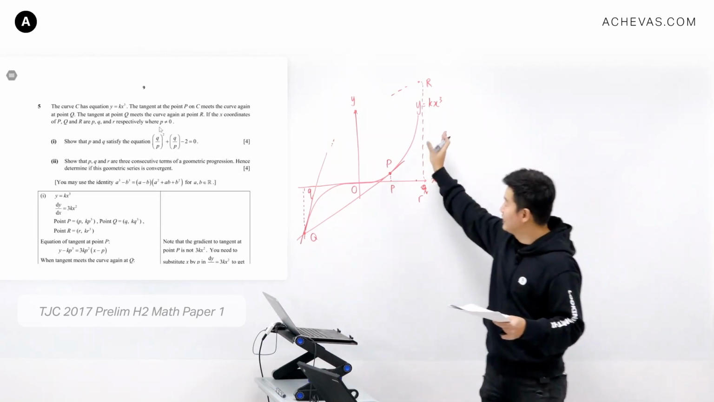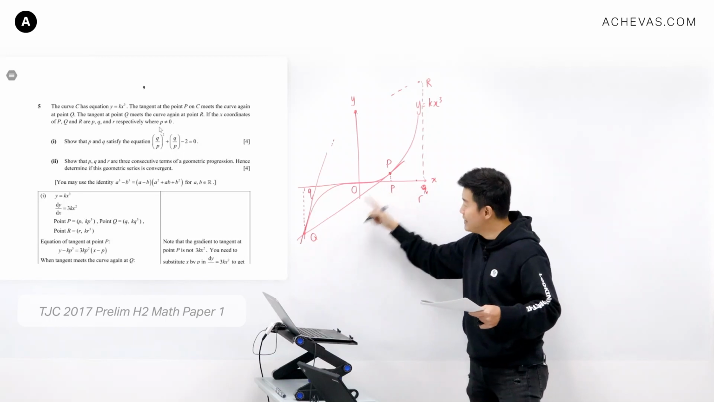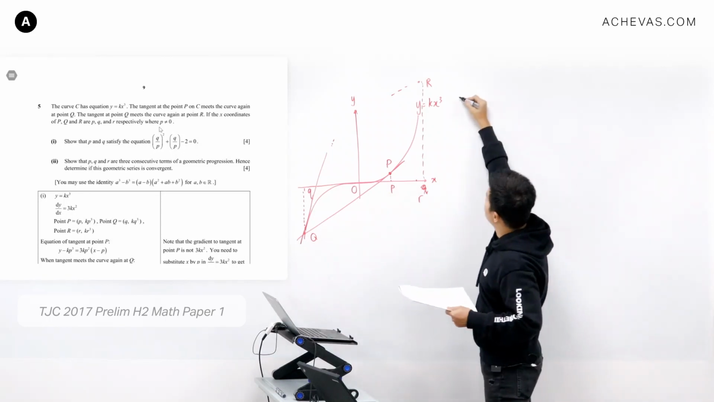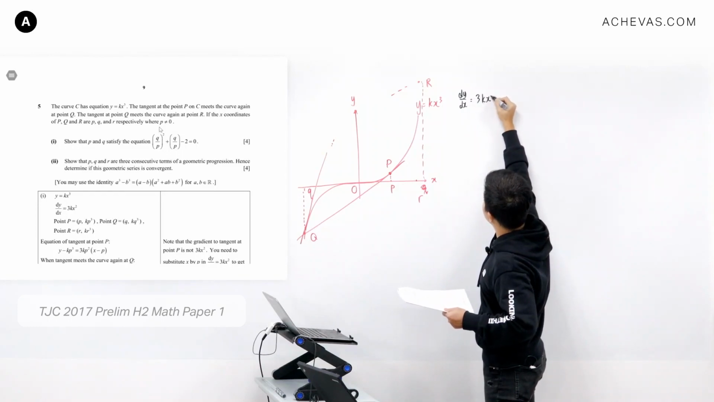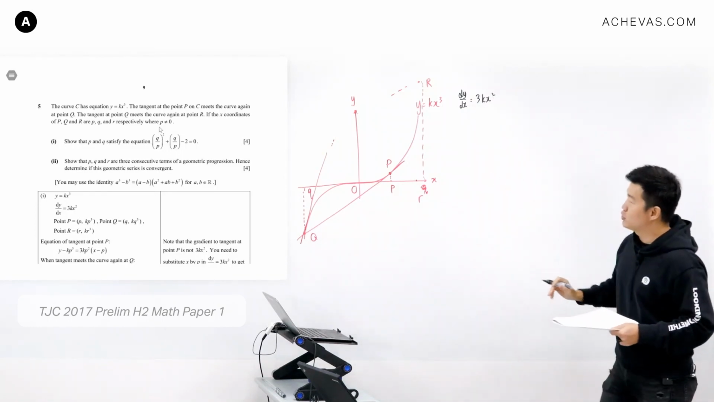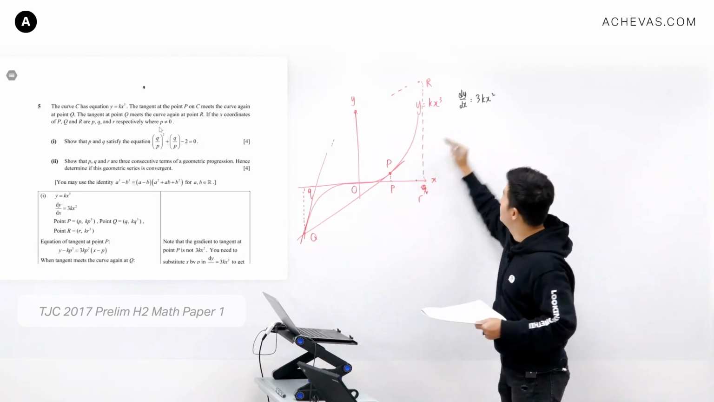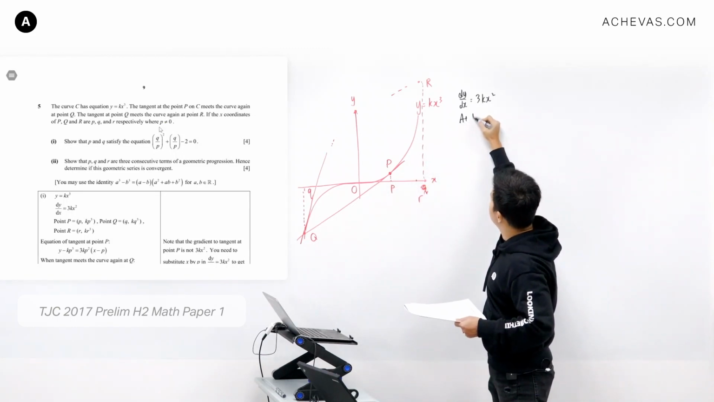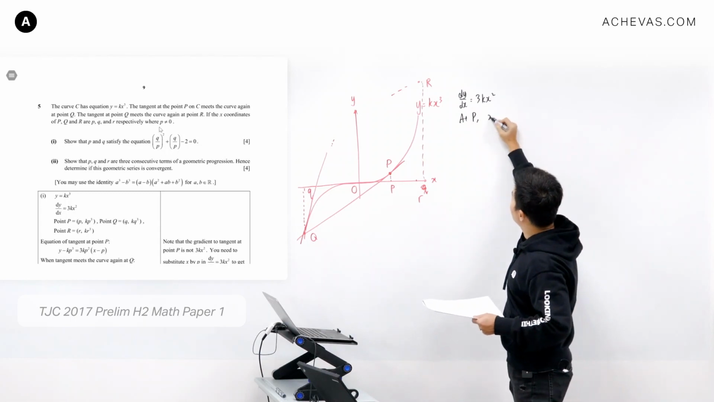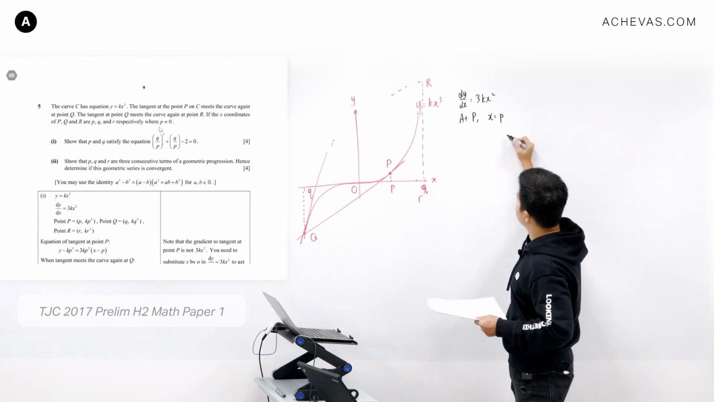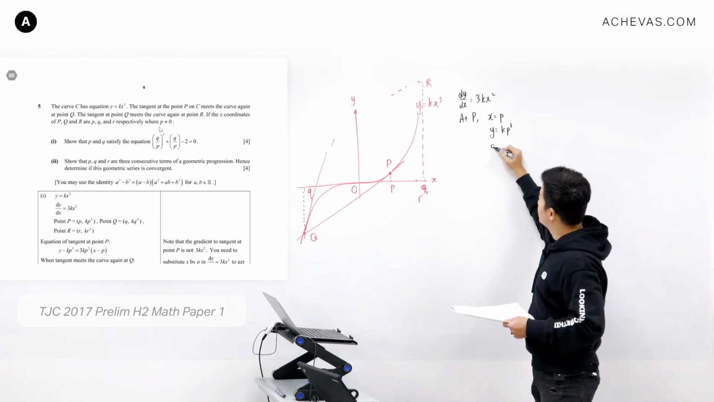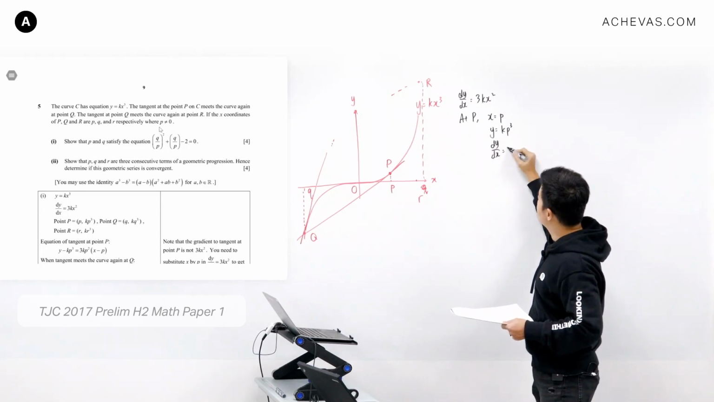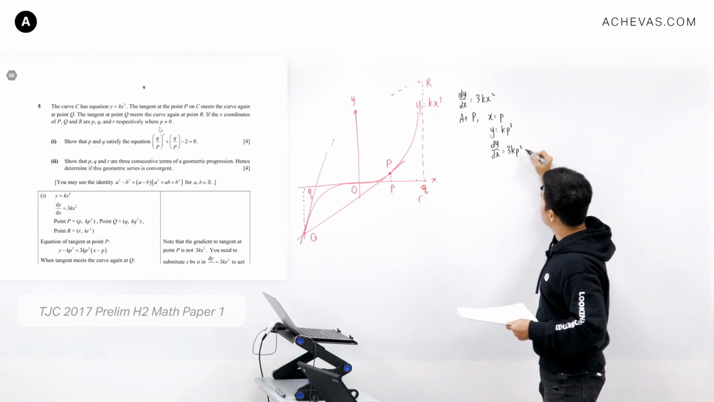But we do know that the tangent is going to meet this point at Q. So P and Q are related this way. So I'm going to take this. I'm going to find dy dx. Dy dx is 3kx square. So I'm going to try to find the equation of the tangent at the point P. At the point P, I know the x coordinate is equal to the lowercase p. I know the y coordinate is going to be kp to the power of 3. And I know that dy dx is going to be 3kp square.